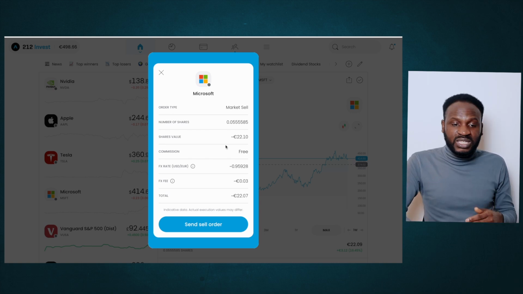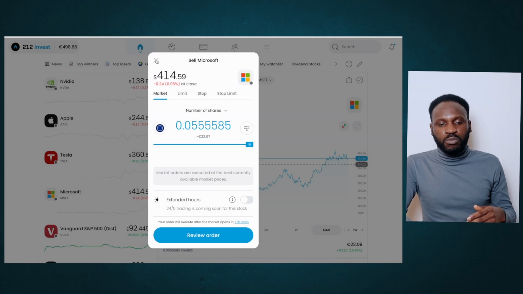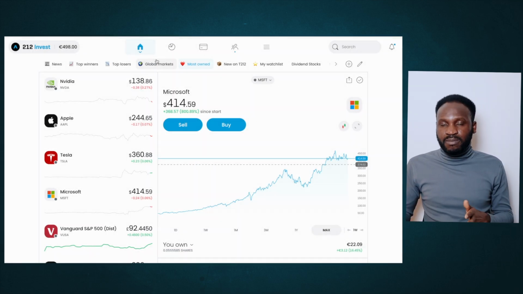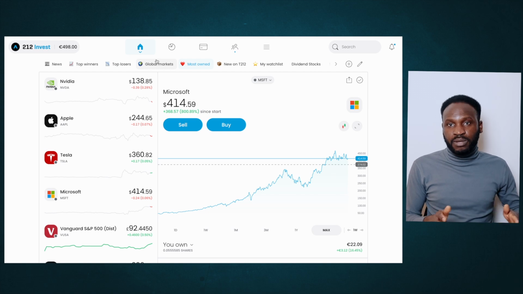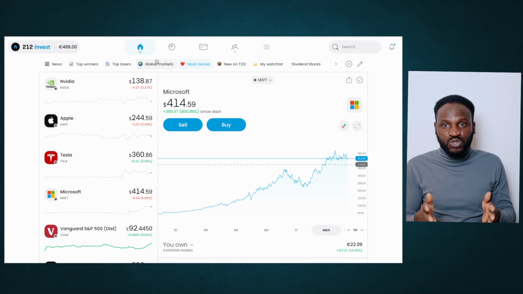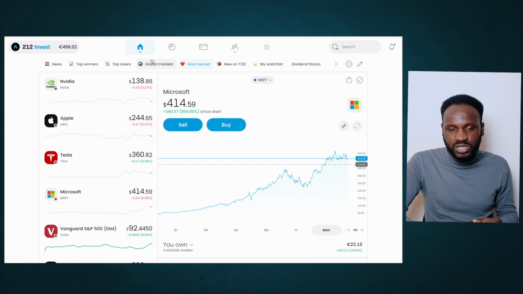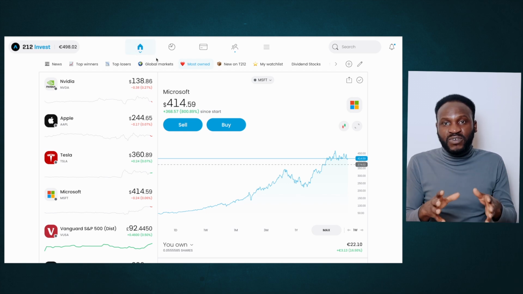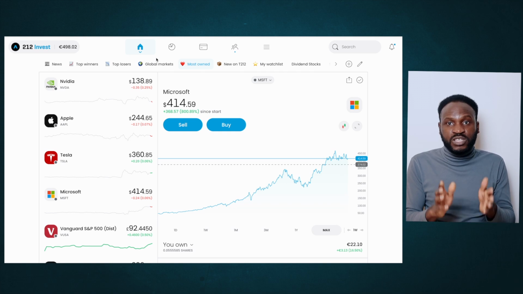But one thing I'm recommending is that when you are investing your money online, you need to invest for a long time. Don't just invest your money for the short term. Invest for the long term. That is my own advice to you guys who want to start investing online. So that is how you can invest your money in shares.